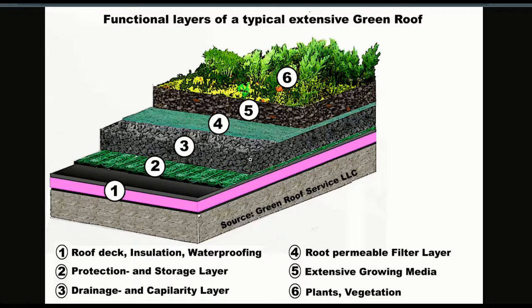So for our model, we're going to use a 12-inch layer here that would be represented by 2, 3, 4, 5. 6 is the vegetation. So, all right, let's go look at our model and get this underway.